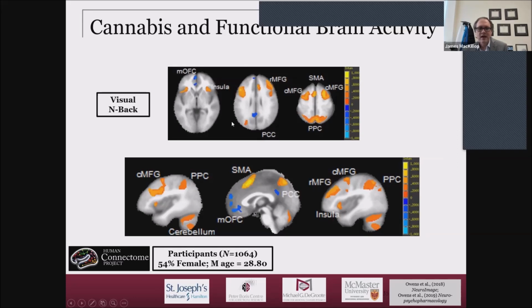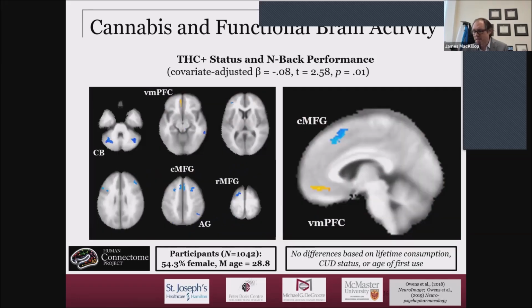bilateral insula, and decreases in activity in medial orbitofrontal cortex, or depending on how you define it, ventromedial prefrontal cortex, as well as posterior cingulate. So these would be your task negative suppressions of the default mode network, whereas the task positive regions were, again, bilateral insula, central medial frontal gyrus, supplementary motor area, some posterior parietal cortex. And then what we looked at again was presence of cannabis use disorder, number of lifetime uses, age of first use, and whether or not people had a positive urine test for THC at the time of testing.